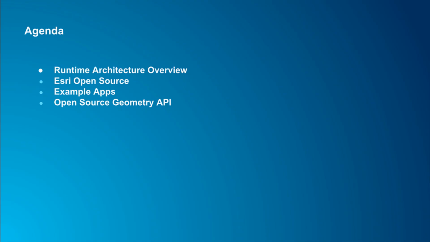The agenda is essentially to go over a little bit of the runtime architecture overview, and how that is today. Then go through what we're doing in open source, what kind of code you guys can get your hands on. I'm going to talk a little bit about example apps. Those were on the plenary today. That's a new thing, but it's a way for you guys to get your hands on even more sophisticated applications coming out of our runtime team. And then I'm going to talk about the open source geometry API and how we can leverage that in the runtime.